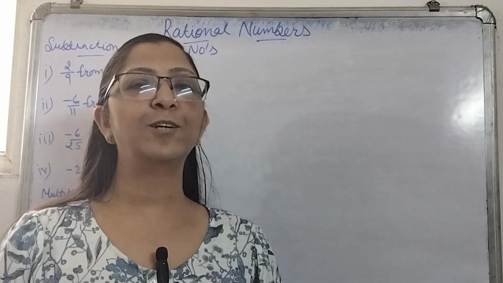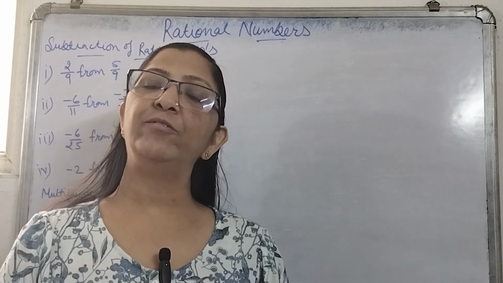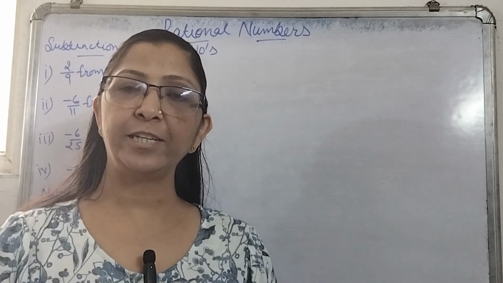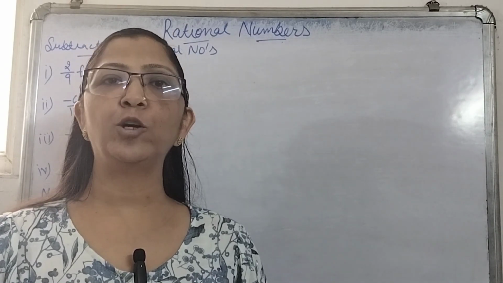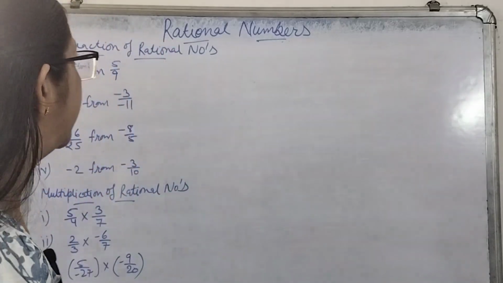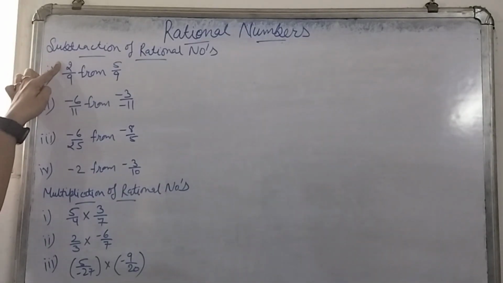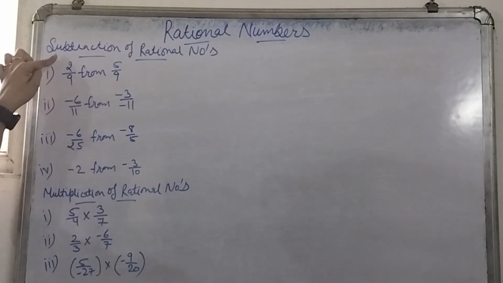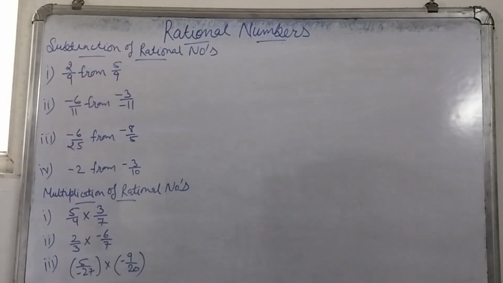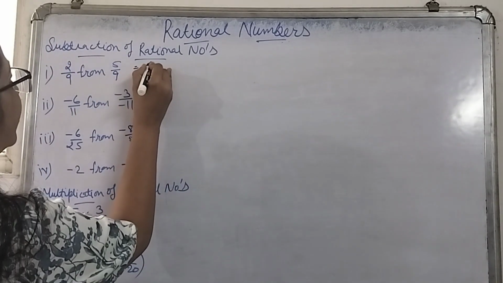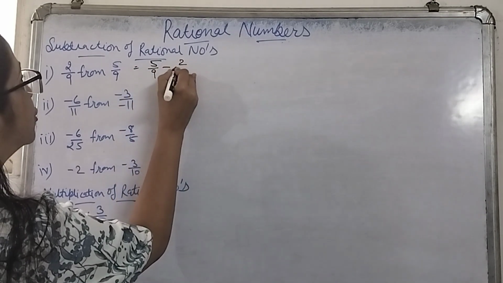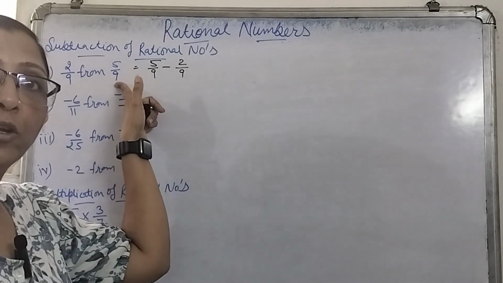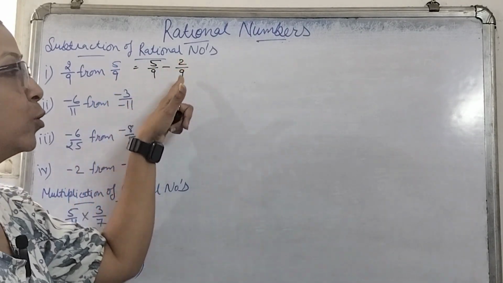Now let's understand how to subtract rational numbers. Again, we have the same concept. One condition is when the denominators are equal and another condition is when the denominators are different. Now let's see how to solve it. If we have to subtract 2 upon 9 from 5 upon 9, that means this part is to be subtracted from this part. So this will be written as 5 upon 9 minus 2 upon 9, because this is to be subtracted from 5 upon 9.